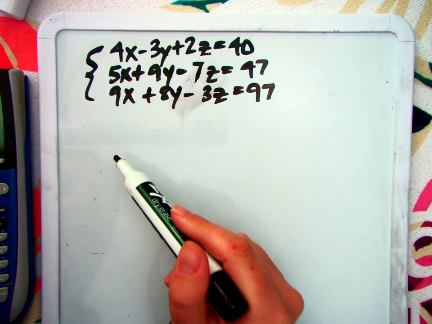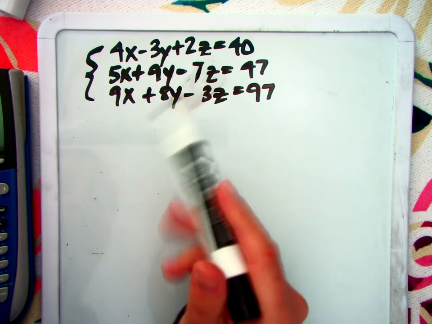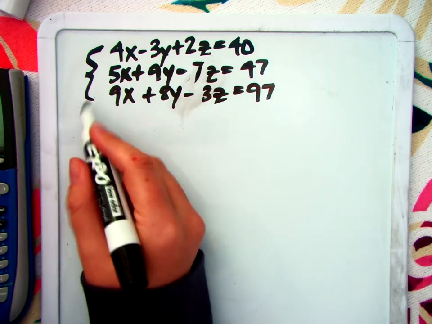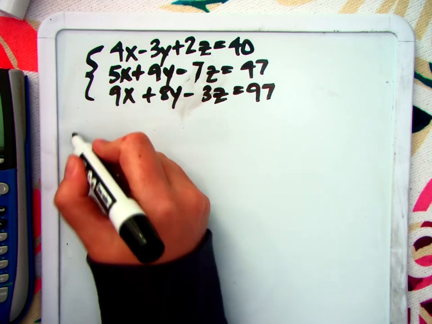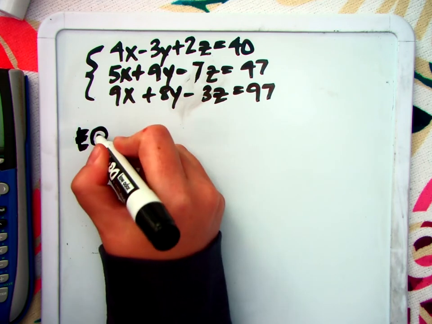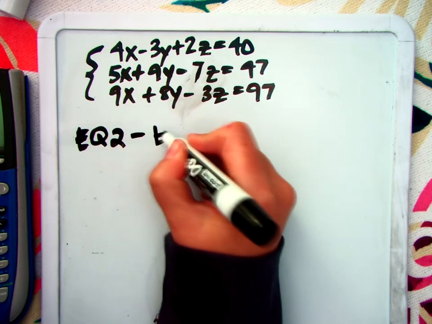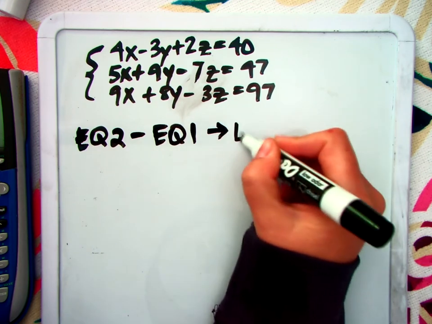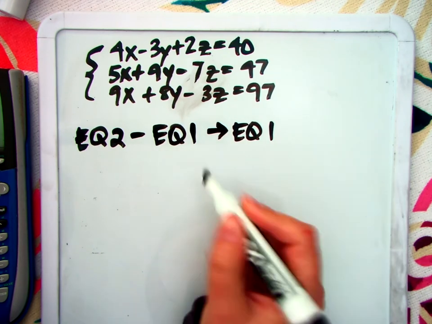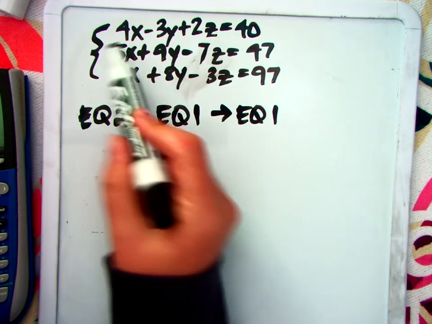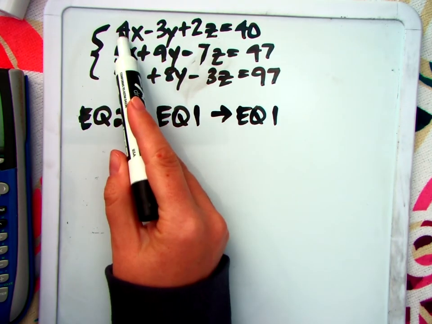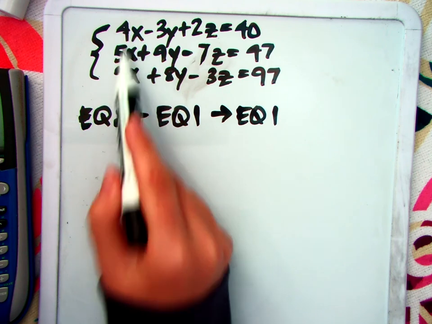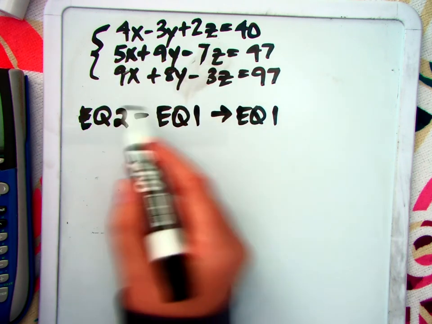So the first thing I'm going to do is, let's do equation 2 minus equation 1, and I'm going to replace equation 1 with that. The reason I'm doing that first is so that I have a coefficient of 1 here. It's just going to make things easier as I start eliminating x's below it.